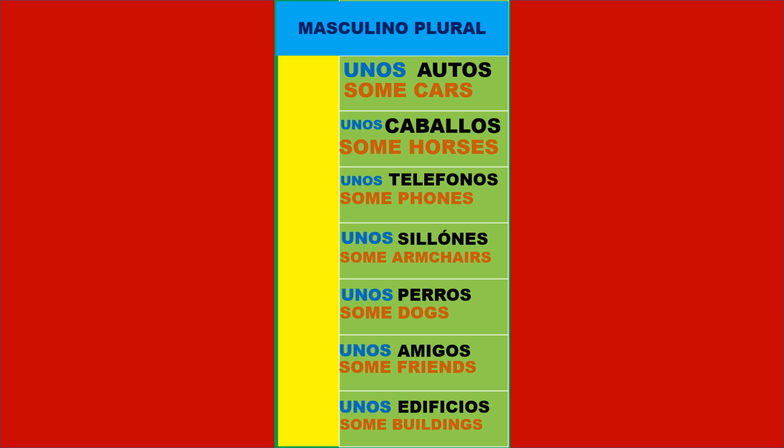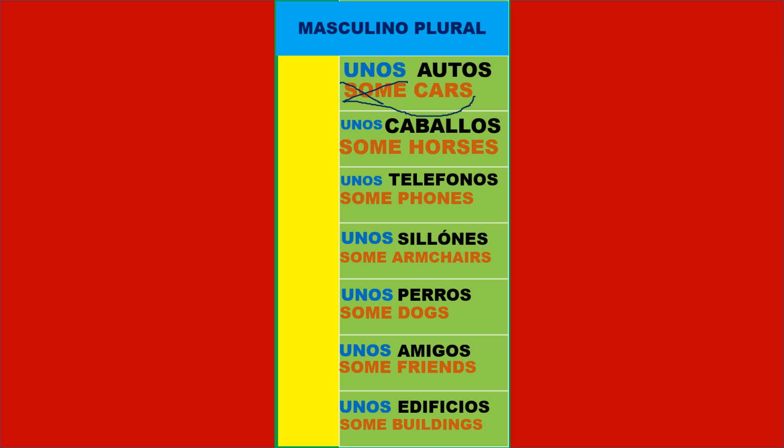unos edificios. Okay, this is not exactly the right translation because for some cars, in Spanish, it would be like algunos carros, but there is not an exact translation for unos. This is an article we use in Spanish. In English, it doesn't exist, so I would prefer that you take into consideration when using some, but the exact and right thing is that we use unos for plural masculine in Spanish.